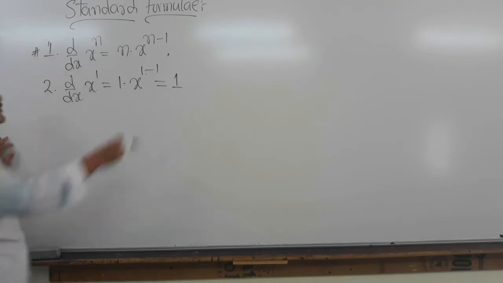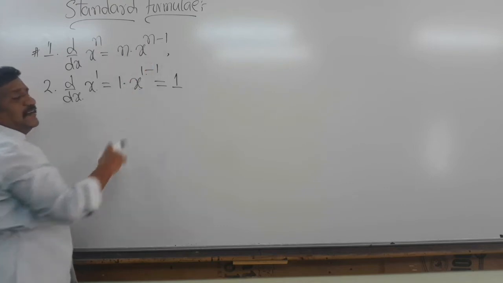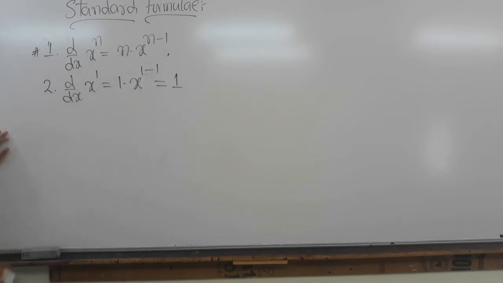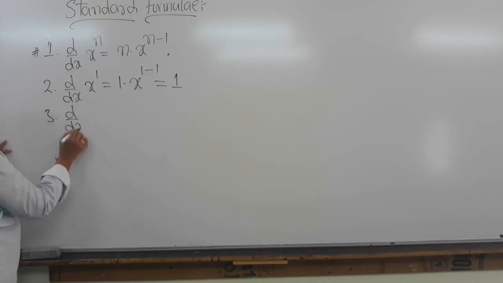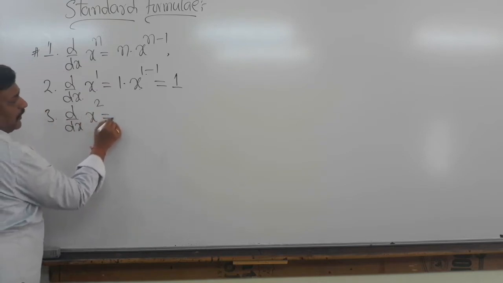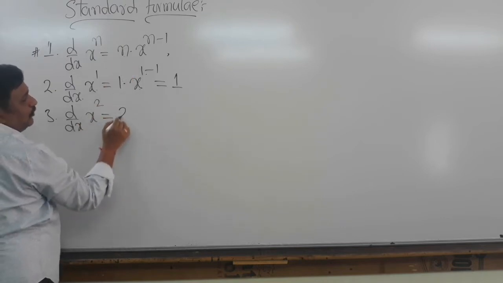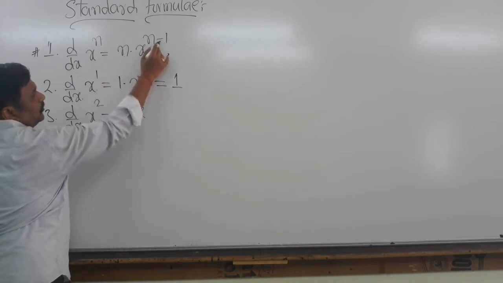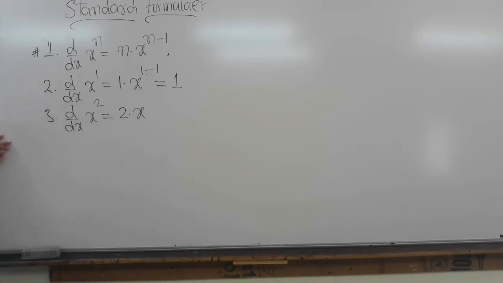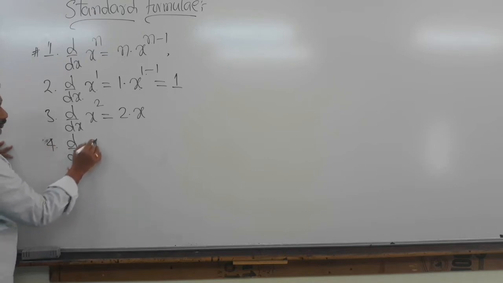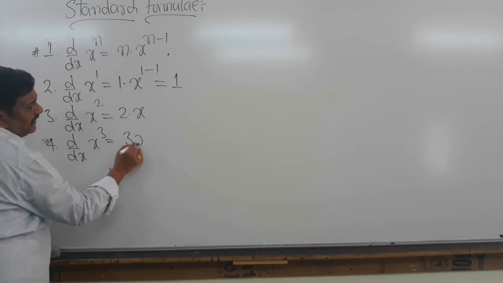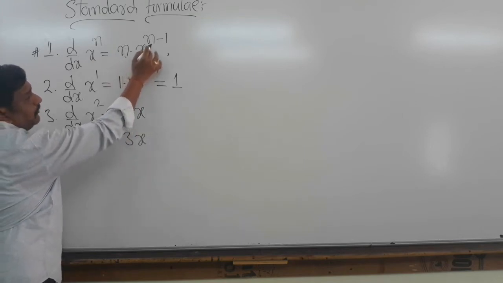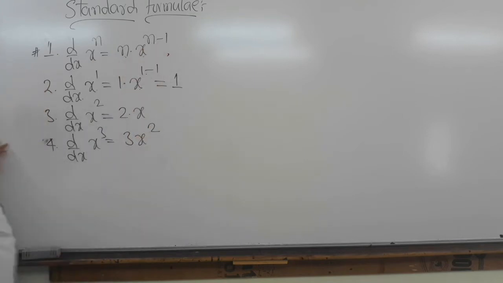Directly substituting in this and finding is not always possible, so you have to remember some formulas like this. Derivative of x square, what is that? n is equal to 2, x raised to 2 minus 1, that is 2x. Similarly, derivative of x cube is equal to 3 into x power 3 minus 1.